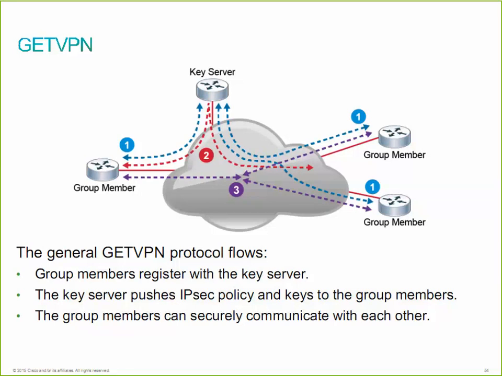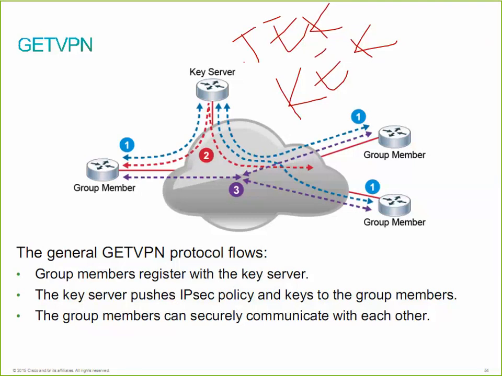On the key server, we've got this TEK and we've got this KEK. It's kind of repetitive, TEK and KEK. The key server also distributes the KEK. The key encryption key is what is used by the group members to decrypt the incoming rekey message from the key server.